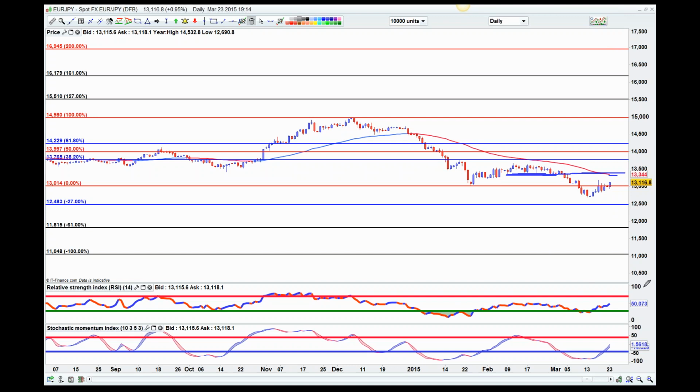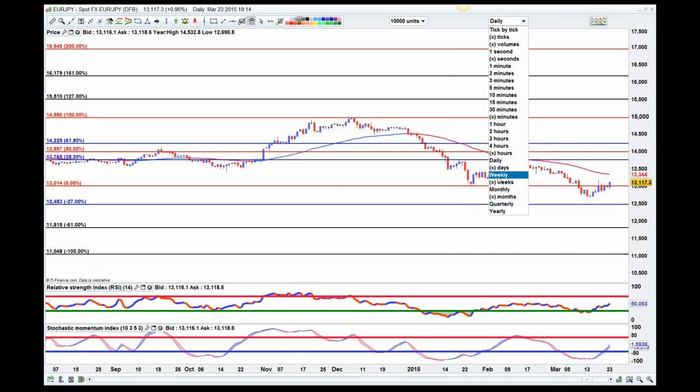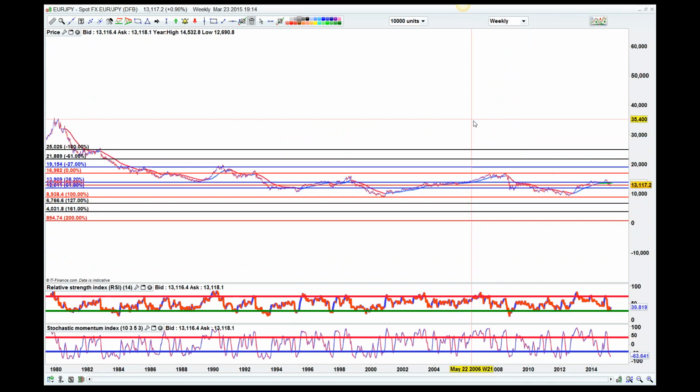So in the meantime, if you are counter trend trading that, that's fine, and that's not a problem. There's no reason why you shouldn't. You don't need to hear that from me, but just be wary of the trend. Let's look at the weekly on this one, because it's such an interesting chart.